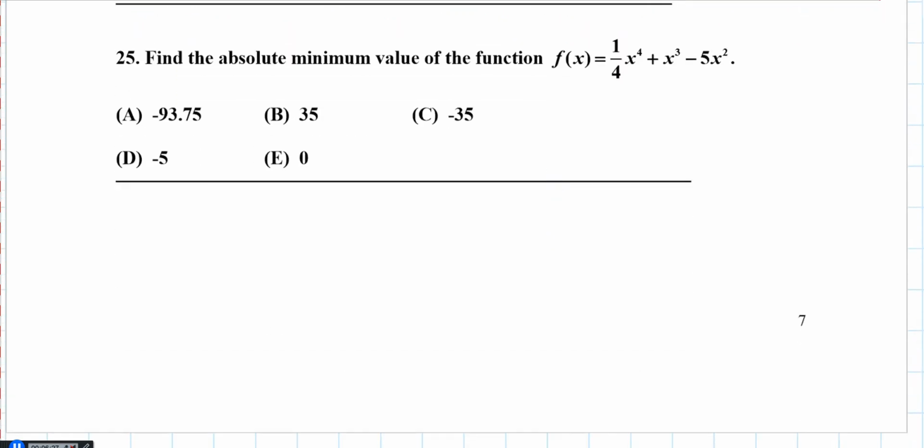25, find the absolute minimum value of the function. For the absolute minimum, we set the first derivative equal to 0. So when I multiply this out, 1/4 times 4 is x cubed plus 3x squared minus 10x. I'm going to set this equal to 0.